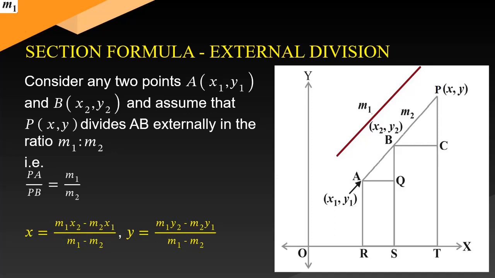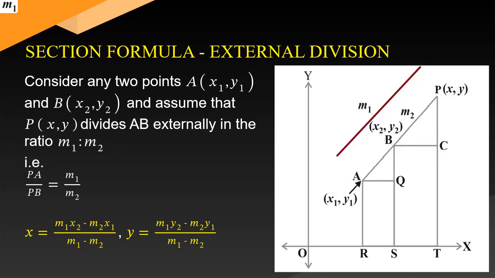Section formula for external division. Consider any 2 points A x1 y1 and B x2 y2 and assume that P x comma y divides AB externally in the ratio m1 is to m2. Closely observe the figure. Here point P is not in between A and B. This point P lies outside A and B, somewhere in the space. So it divides AB externally. Again, PA upon PB equals m1 upon m2.